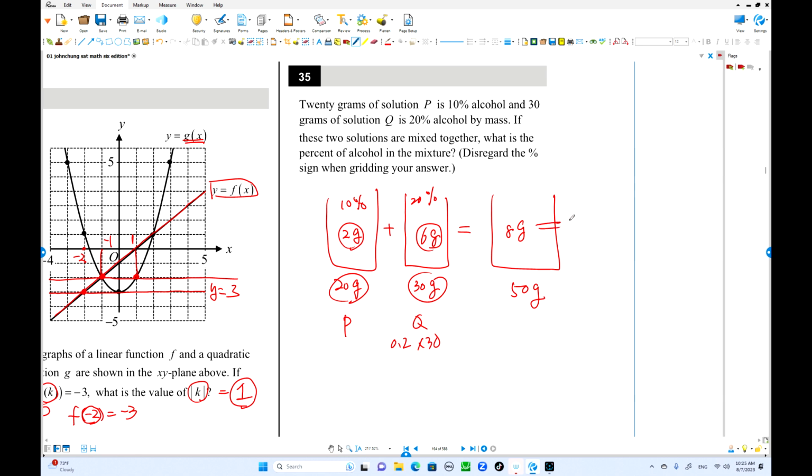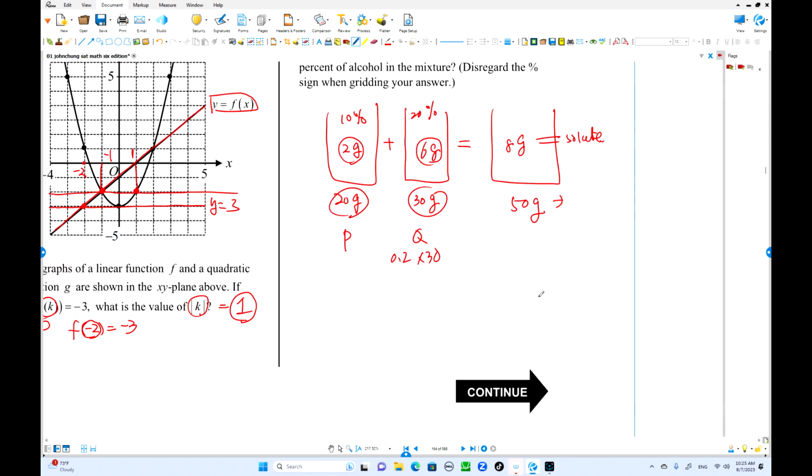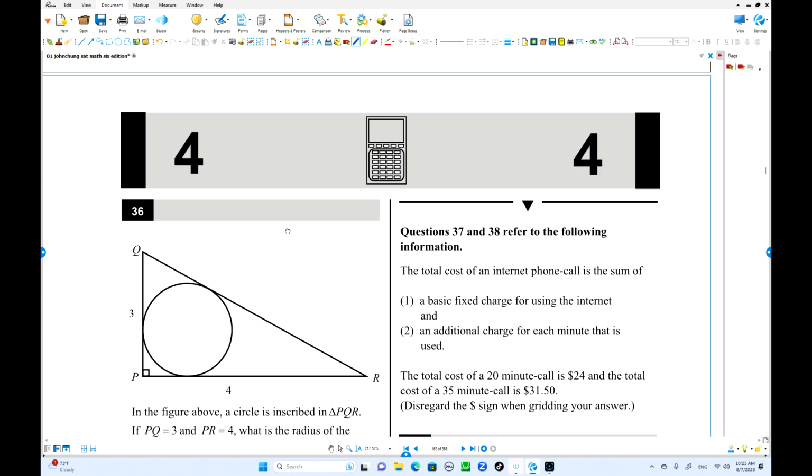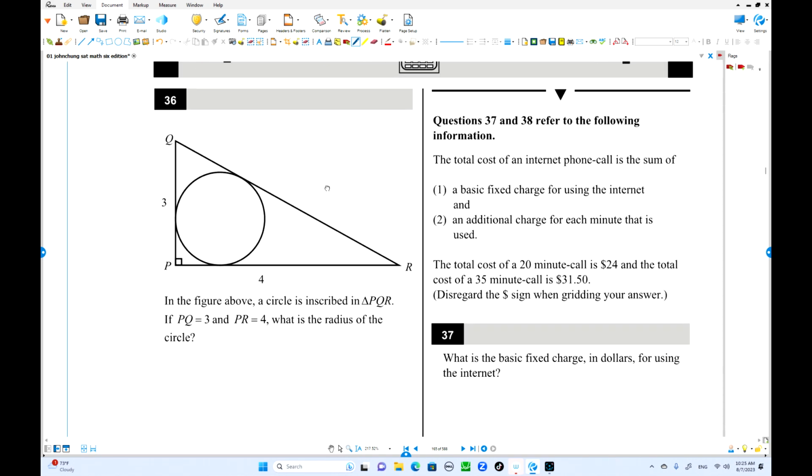This we said is the solute. Okay, this is the total, right? So the percent of this one is 8 over 50, that's the ratio, times 100. Okay, so what do we get? We know that's 16% of the solution, okay? That is number 35. Here you go, number 36.